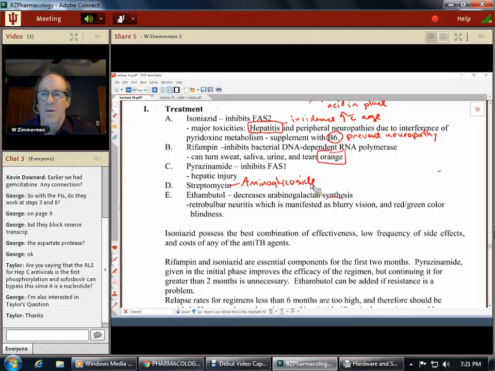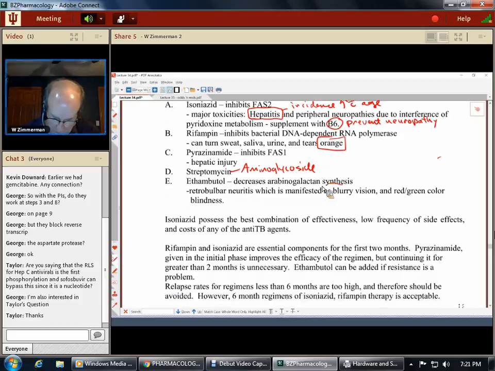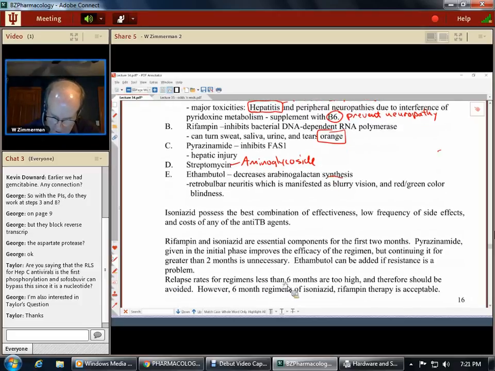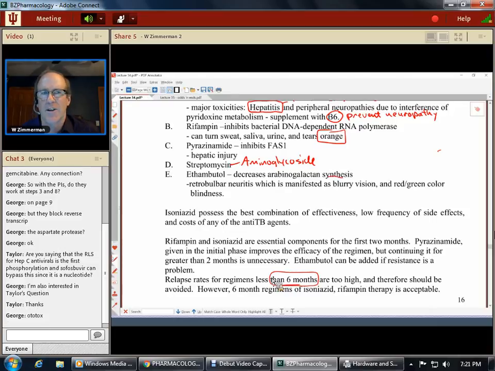And as I point out, we're going to be doing regimens for at least 6 months. So what's the problem with giving streptomycin for 6 months, you guys? Kind of unfair to ask. The ototoxicity, yeah, it's a toxic drug. Okay, good.